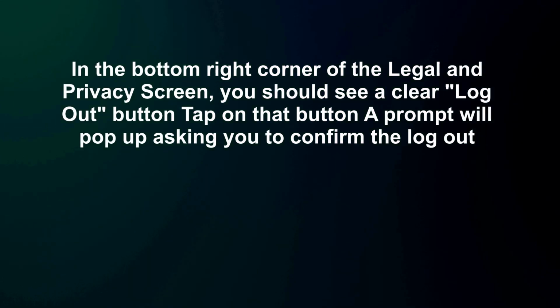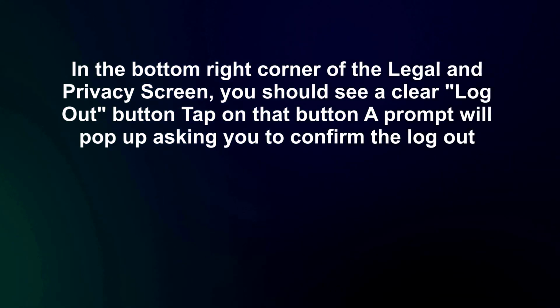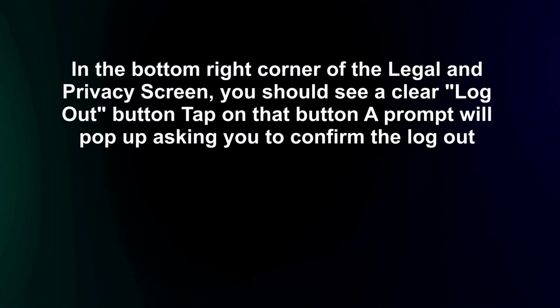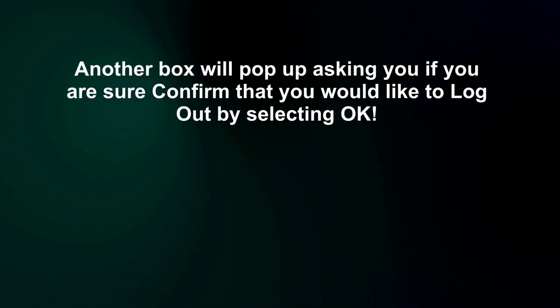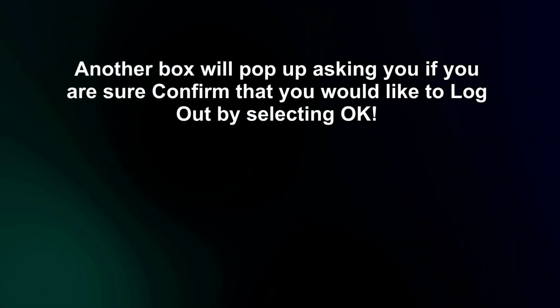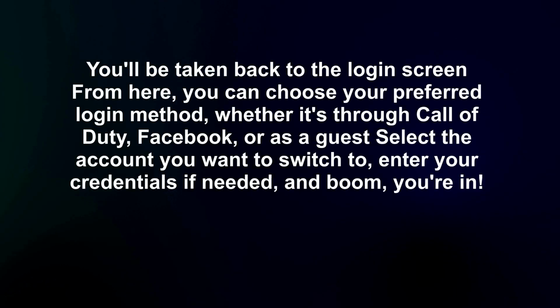In the bottom right corner of the legal and privacy screen, you should see a clear logout button. Tap on that button. A prompt will pop up asking you to confirm the logout. Another box will pop up asking you if you are sure. Confirm that you would like to log out by selecting OK. You'll be taken back to the login screen.